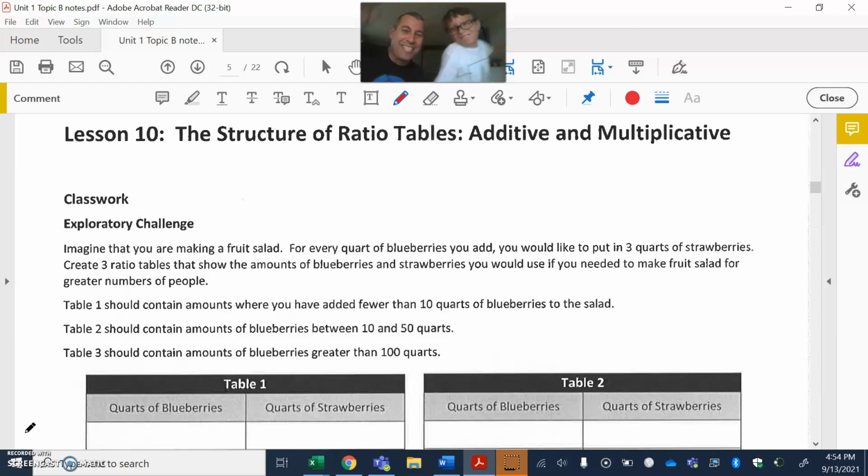Let's get started. It's lesson number 10. Look at the title here, Matthew. It sounds very fancy. The structure of ratio tables, additive and multiplicative. This lesson 10 is really a continuation of lesson number 9 of making our tables and realizing when it is safe to use addition and when it is safe to use multiplication. So that's what we're going to do.